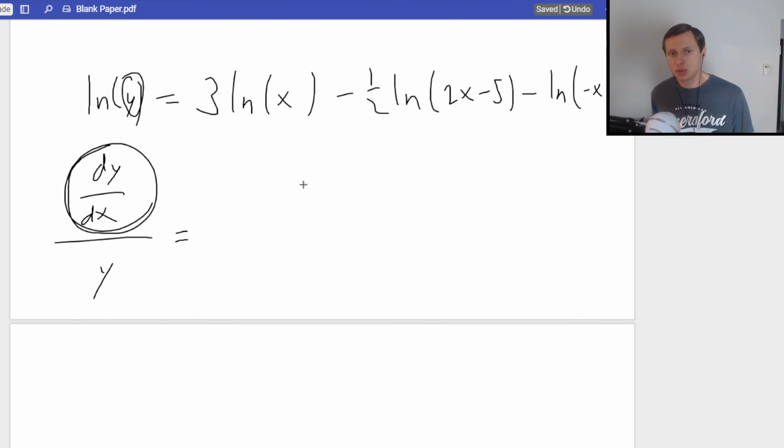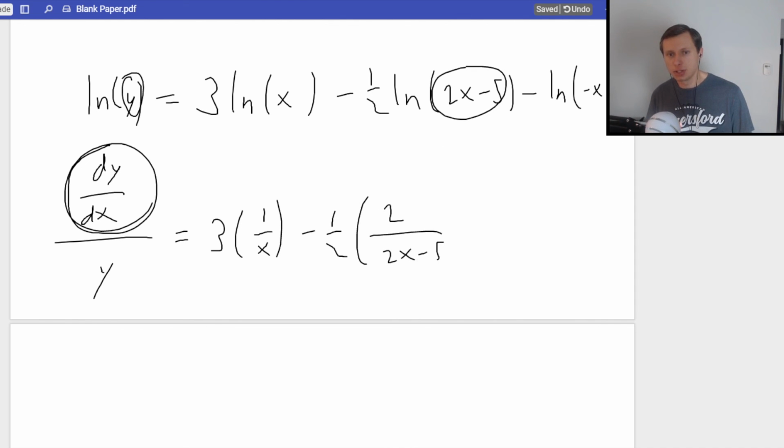So 3 times natural log of x. Again, 3 is just a coefficient. Derivative of natural log of x is 1 over x. And then minus 1/2, which is also a coefficient, times derivative of 2x minus 5 is 2, divided by my original 2x minus 5, just like that. And then finally minus derivative of negative x minus 1 is negative 1 over negative x minus 1. And if you wanted to, you can even combine this negative and this negative 1 to make it a positive. I might do that in the next step just because I don't want to confuse anyone here.